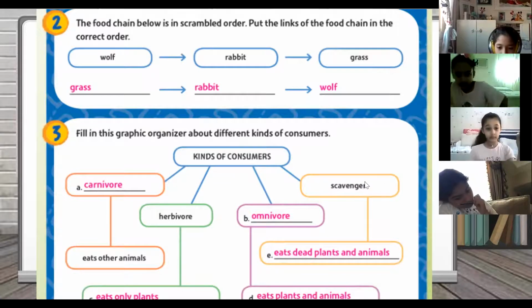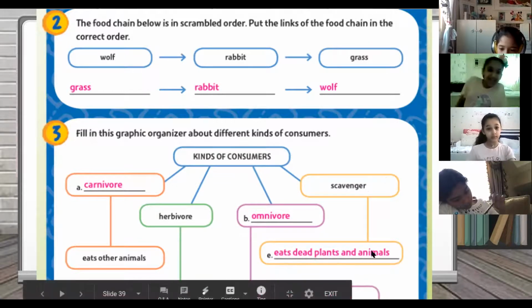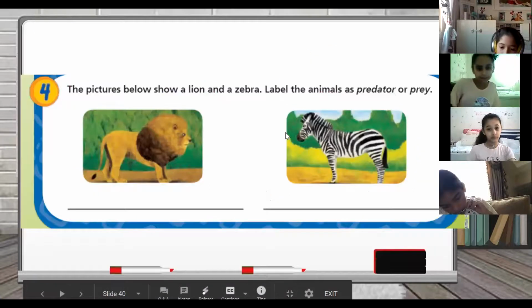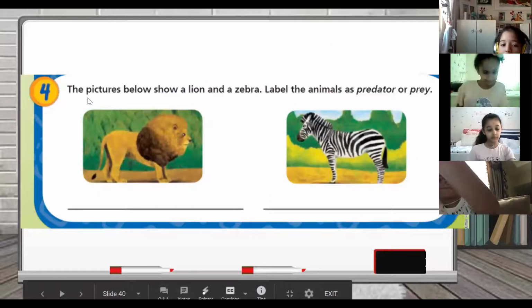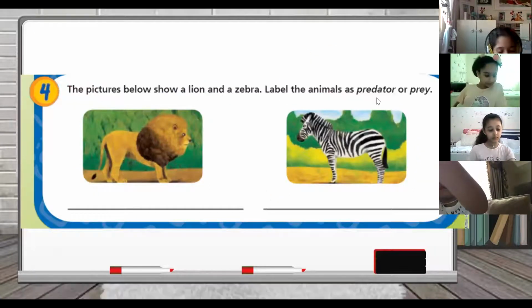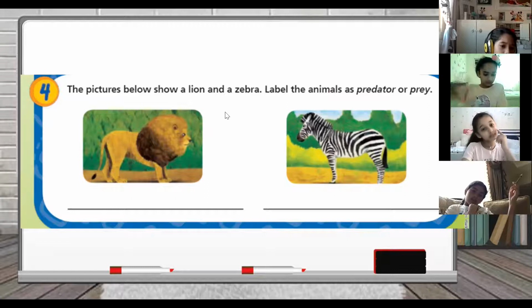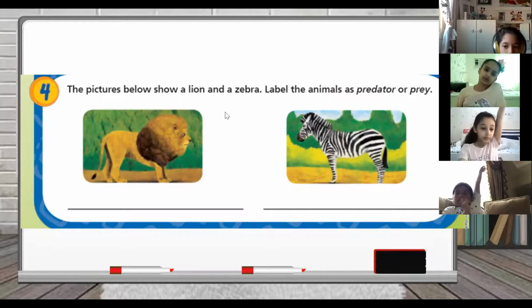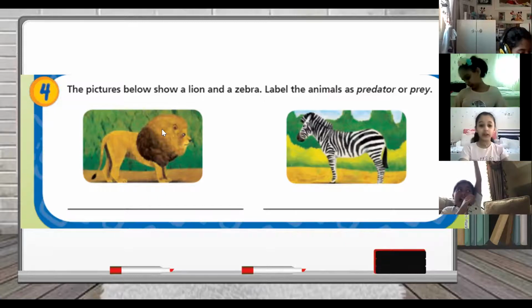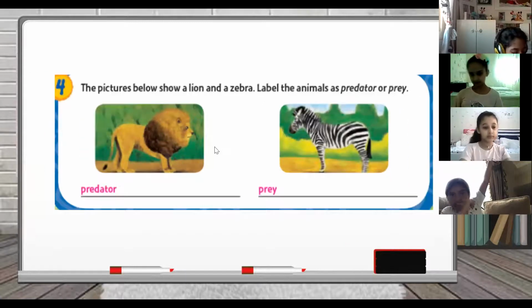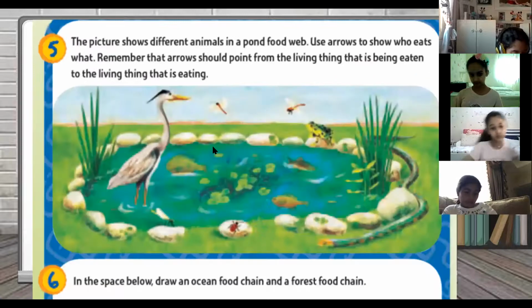Okay, what's a scavenger? Who eats dead plants and animals? Okay, very good. It's like a decomposer, right? Excellent, scavenger. Leanne, very good. Okay, I want you to label these animals. Who's the prey and who's the predator? Talia. Predator is the lion, the prey is the zebra. Excellent, very good.